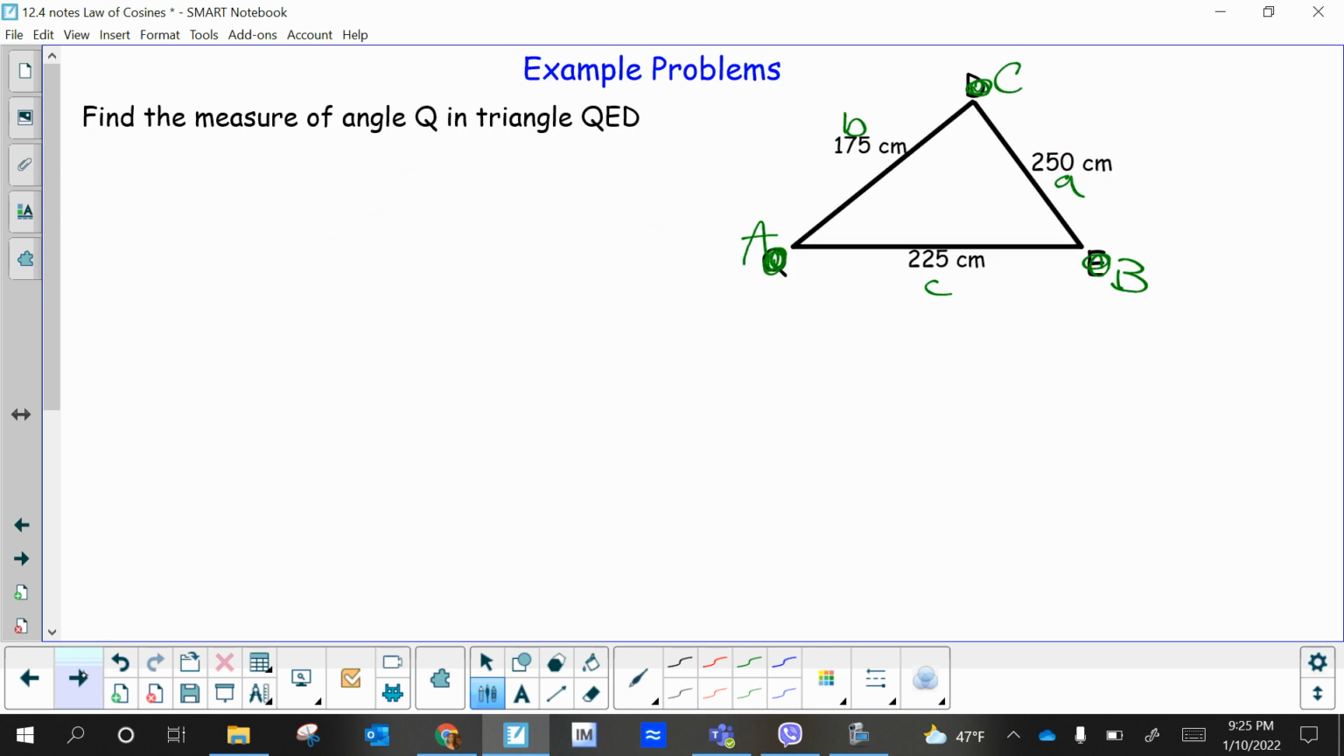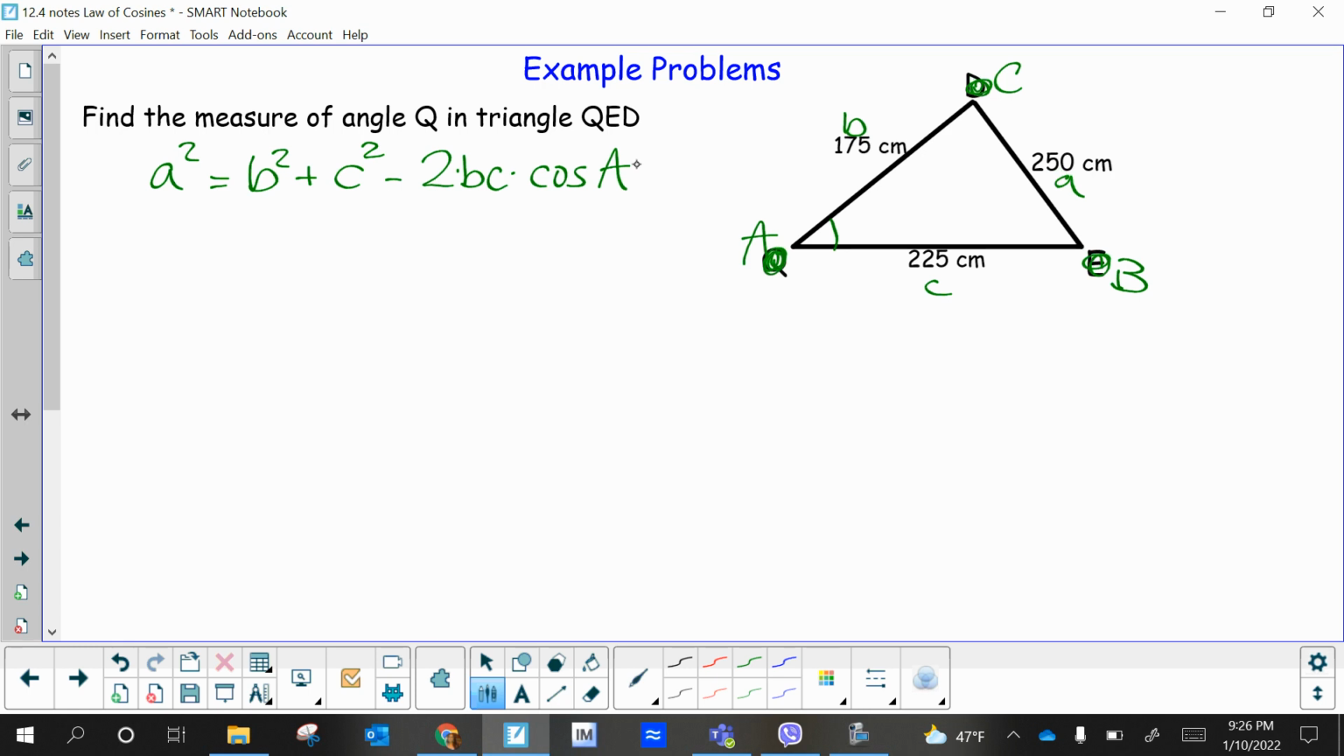I'm solving for A. So if I'm solving for a, guess what formula I want to use? I want to use the one that starts off with a squared, okay, not plus. It should be equals, comes next. A squared equals b squared plus c squared minus 2bc times the cosine of a. All right, so I'm going to solve for a. So let's plug in everything I know.